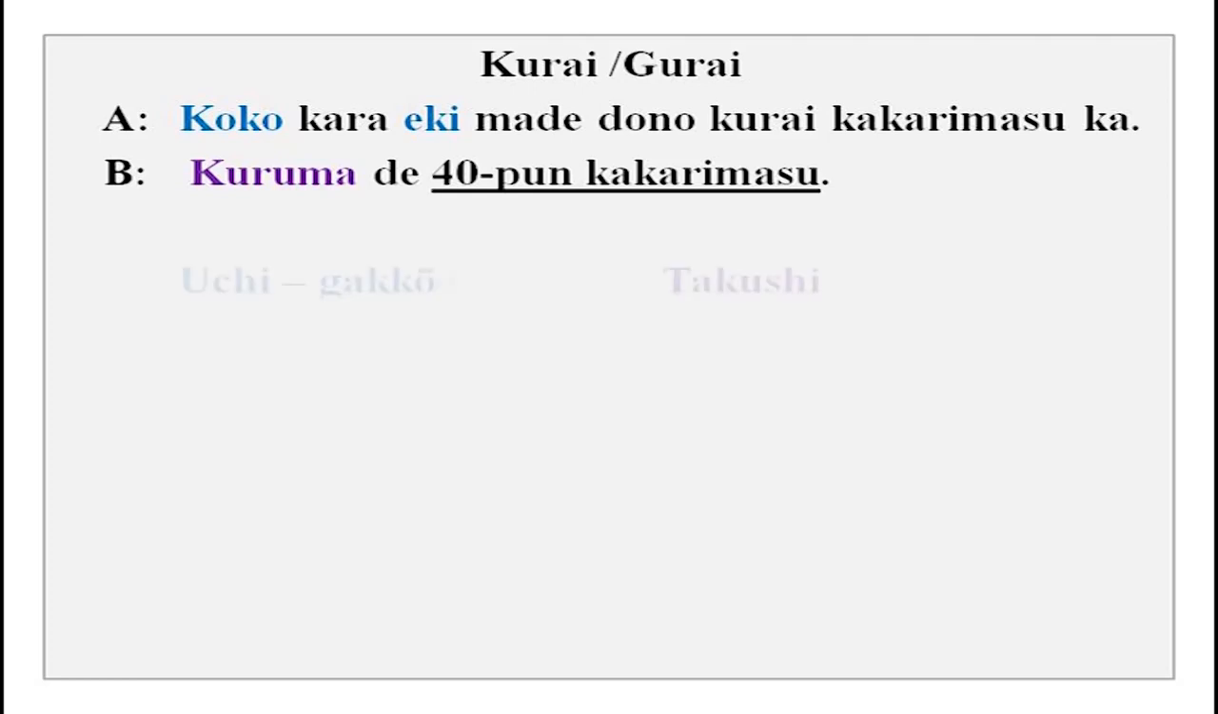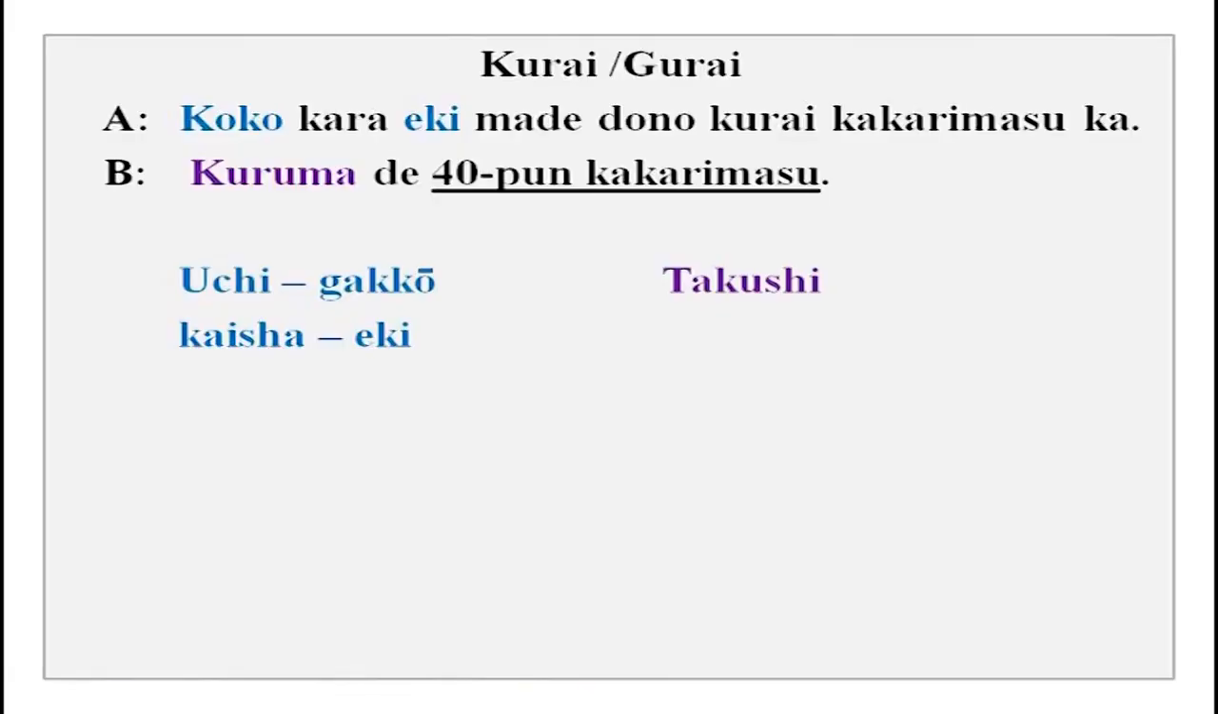Now you can also ask uchi kara gakko made takushi de dore gurai kakarimasu ka? Or kaisha kara eki made dono gurai kakarimasu ka? So whatever time you want to give, you can give. It can be 1 jikan gurai kakarimasu, it can be 30 pun gurai kakarimasu, or whatever time you want. Now so far we have used mode of transport.